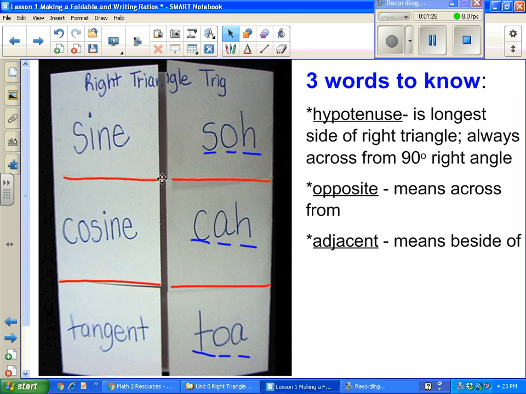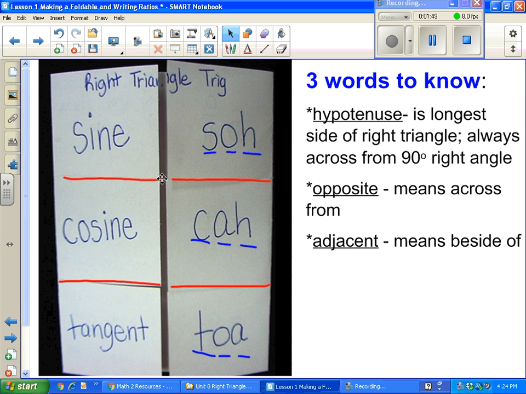All right, you're going to hear me talk about the words hypotenuse, opposite, and adjacent. So right now is as good a time as any to know what those mean. Hypotenuse is the longest side of a right triangle. You should already know that. It's always across from the 90-degree right angle. Opposite means across from. Adjacent means beside.